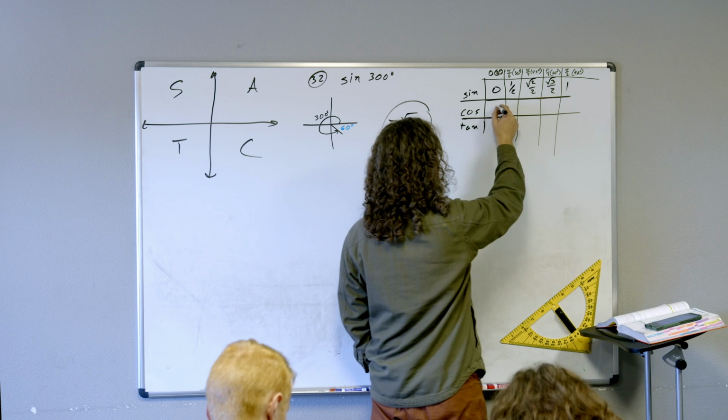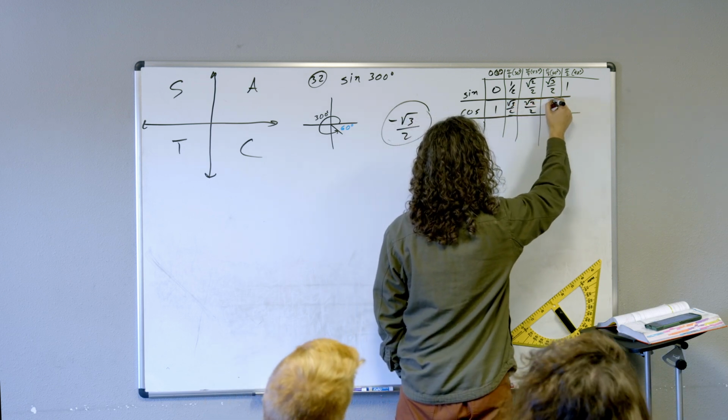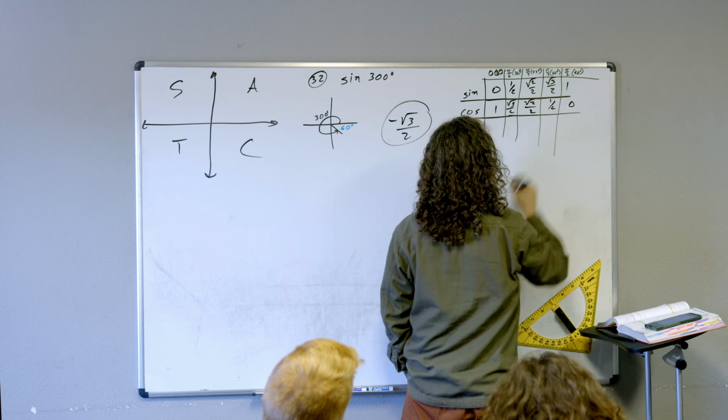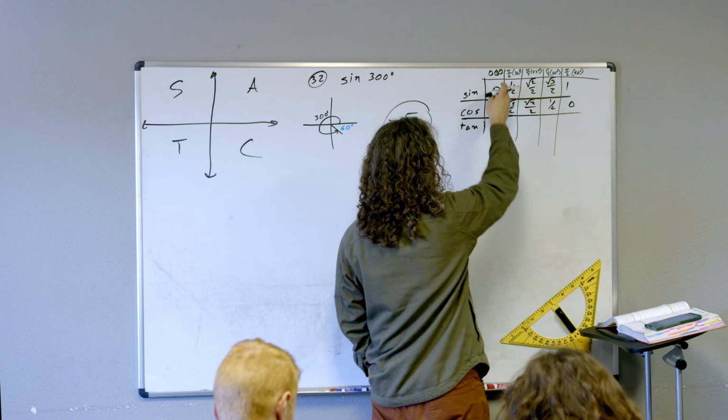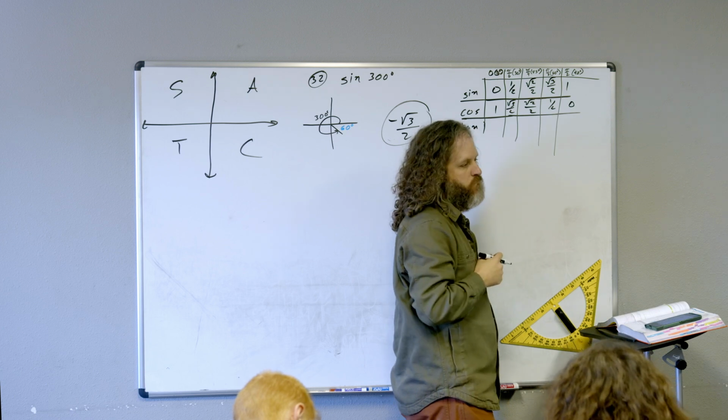And then these just go the other way around, right? 1, square root of 3 over 2, square root of 2 over 2, 1/2, 0. And tangent is just sine over cosine, right? So you can fill that in.